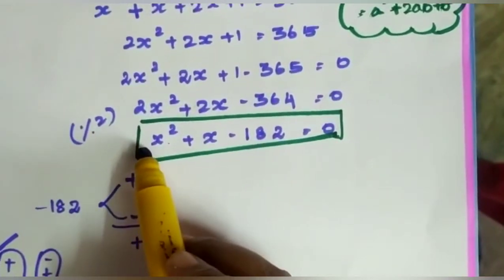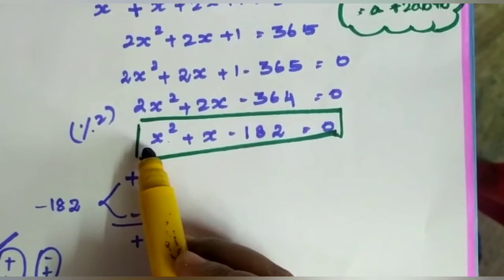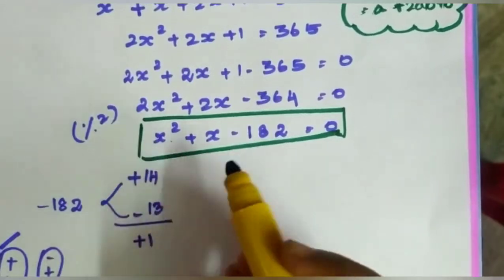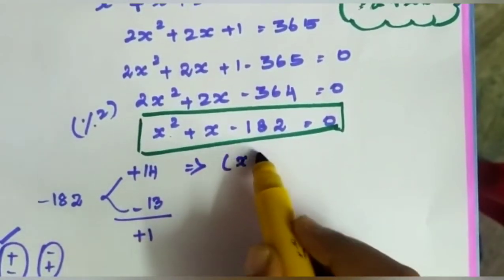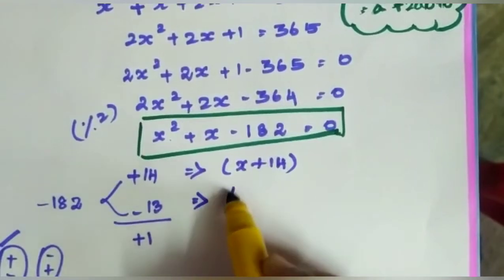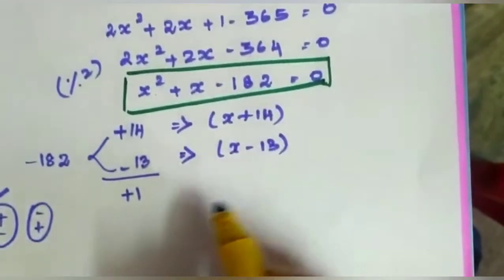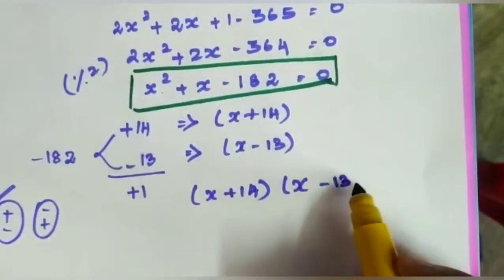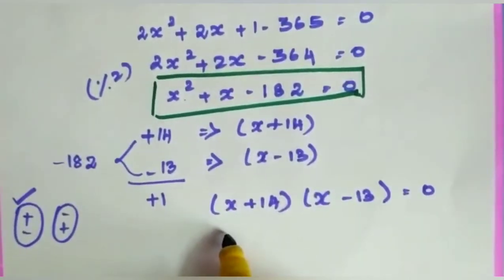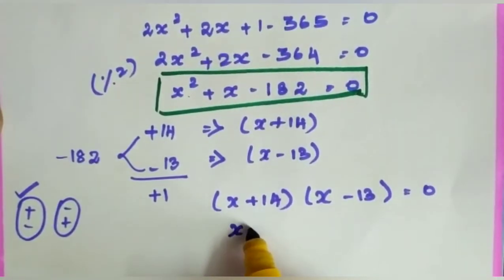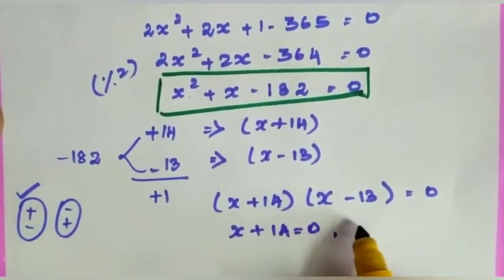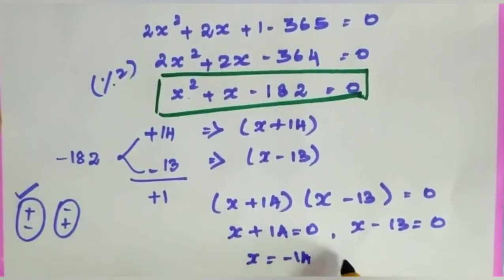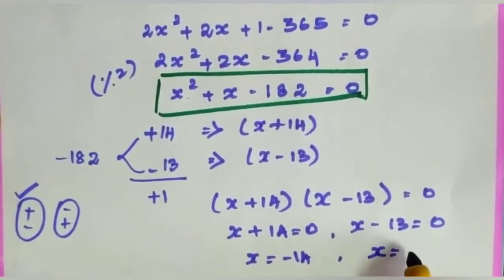And straight away we can write the answer, because the coefficient of x square is 1. So the factors are x plus 14 and x minus 13 is equal to 0. We have to find the value of x. x plus 14 is equal to 0 and x minus 13 is equal to 0. So x is equal to minus 14 and x is equal to 13.